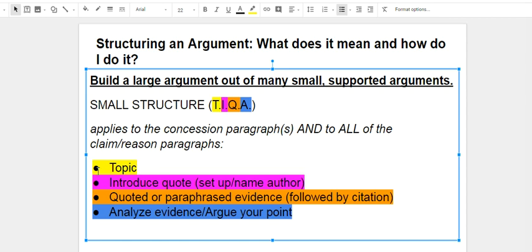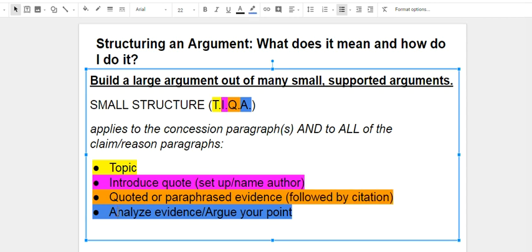So you start by listing your topic. Then after each topic, you introduce your quote, which means setting it up, giving whatever information you need to give to your reader for them to understand the quote, which is the evidence, basically. And you also need to name the author of the quote in your quote introduction. And then you are going to give quoted or could be paraphrased evidence, though I want you to practice doing quoted evidence primarily. And after each time you drop evidence from another source that's not your own head, you have to put a citation. And I will spend some time going over how to do that later on.